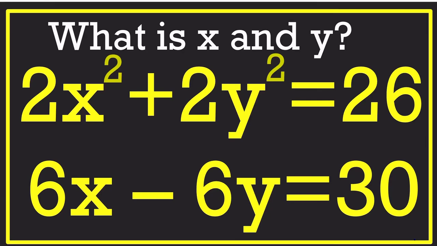So today we are going to solve the system, and we can see we have x to the power 2, or squared, and y squared. It means we are going to have two answers for x and also two answers for y. So let's get started.